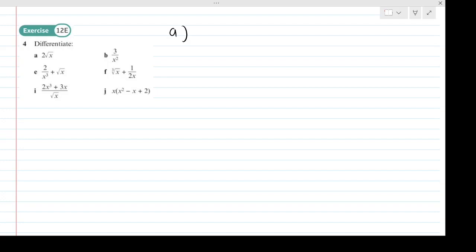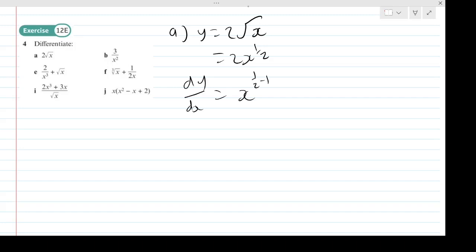So first of all, we have y is equal to 2 root x. I can use index laws to rewrite it as 2x to the half. And now it's just a power of x. So now if I differentiate it, I do 2 times a half, because the half's coming to the front, that would be 1, or just x. Then if we knock 1 off the power, half minus 1, that's minus a half. Okay? And there we are.